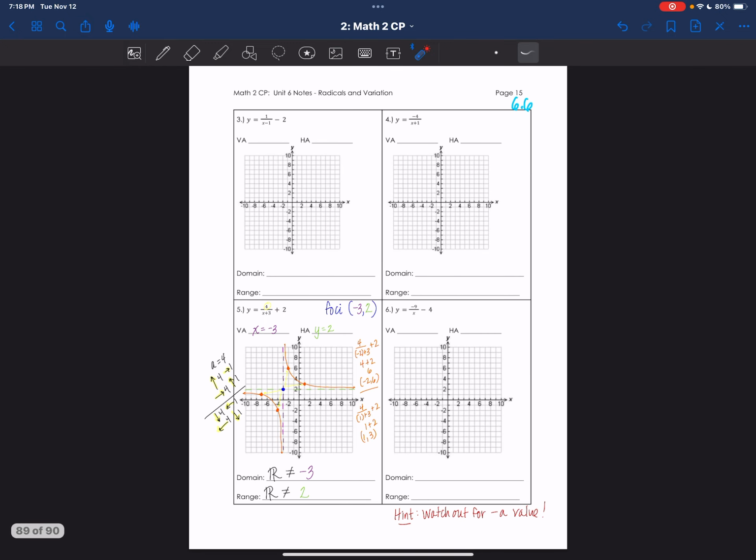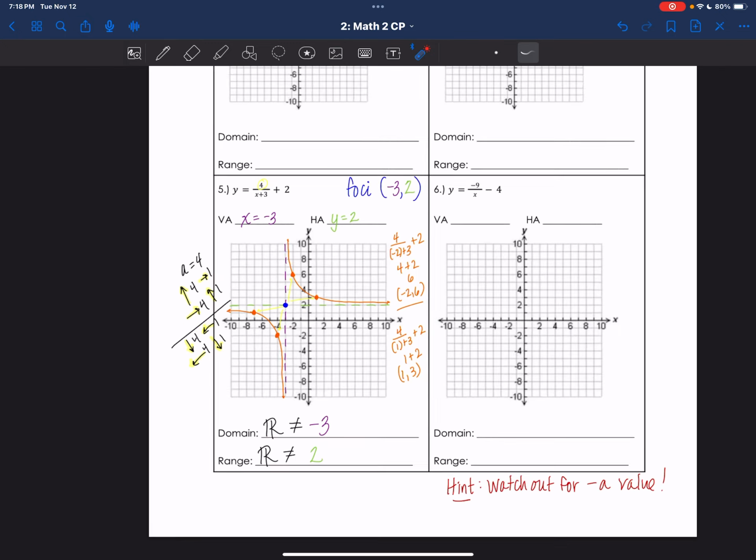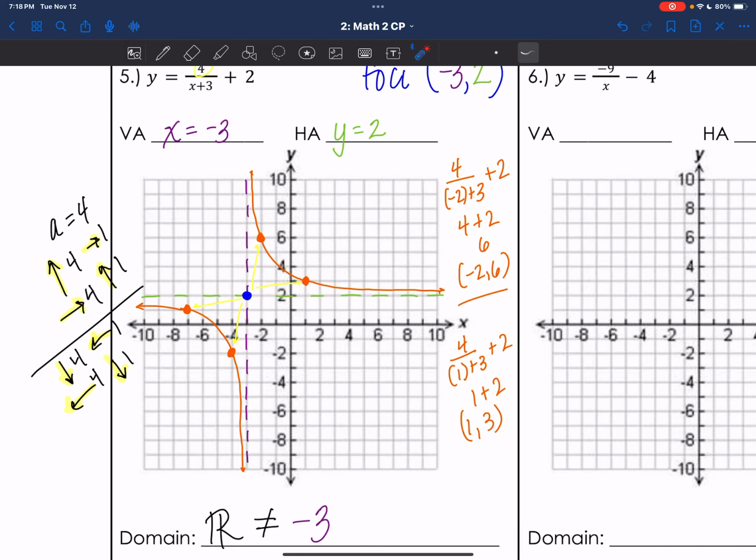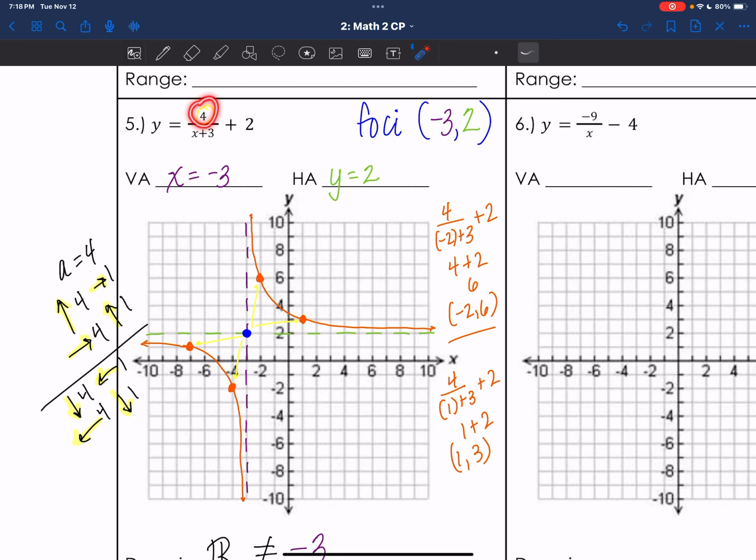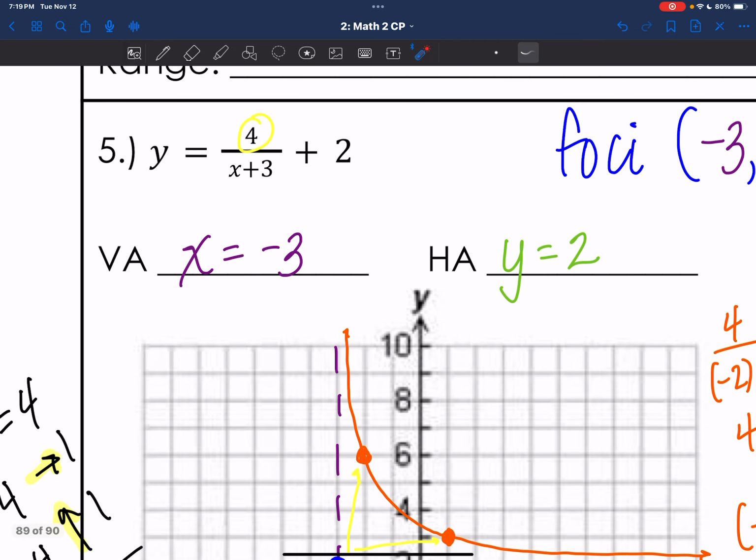All right, you're going to do these two. This one's a little different because if you notice here, you have an a of 4. So this is one that's going to be further away from the foci. So first, let's go ahead and graph. Now remember, this is really x minus -3, and that's why I got -3 there.